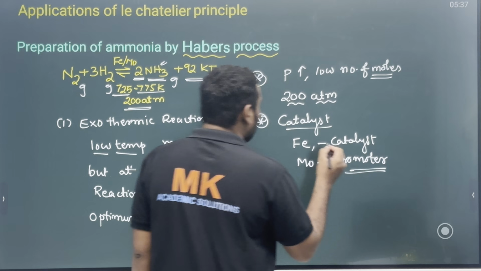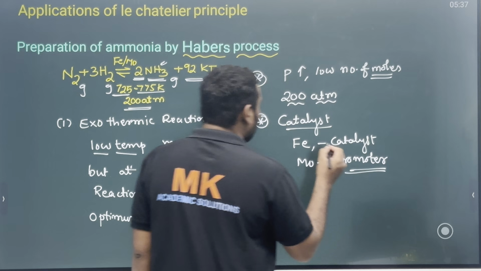And next, the effect of pressure. What is the effect of pressure? We know that when pressure increases, the equilibrium shifts towards the side with fewer moles. Why? Because if pressure increases, volume is going to decrease. If volume decreases, the equilibrium shifts towards the side with fewer moles. Here the product has fewer moles.